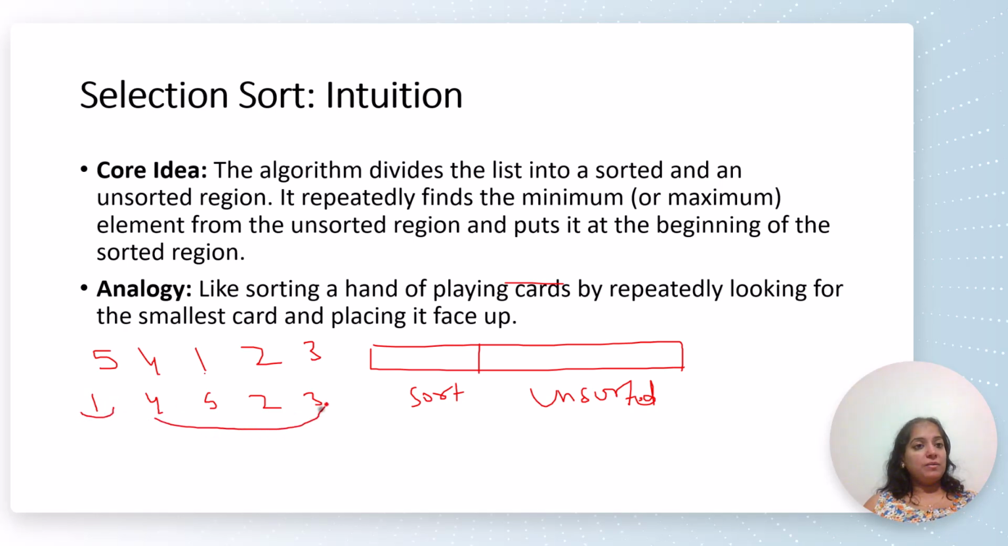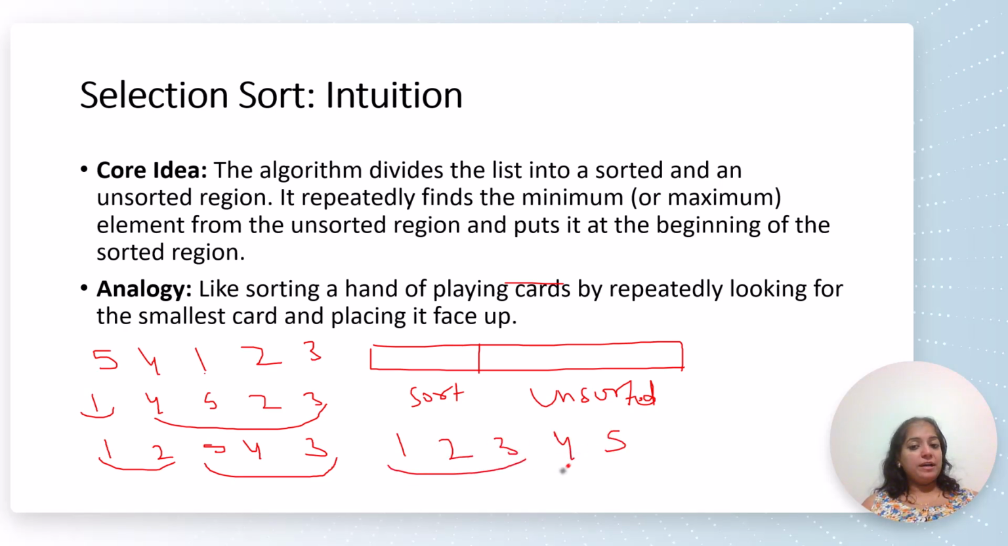This is your unsorted part. Now, out of the unsorted array, again find the smallest element, 2. Swap it with the first element of the unsorted array. So it becomes 1, 2, 5, 4, 3. Now this is your sorted array and this is your unsorted array. Again, from the unsorted array, find the smallest element and swap it with the first element of the unsorted array. So 3 will be swapped with 5, and it becomes 1, 2, 3, 4, 5.